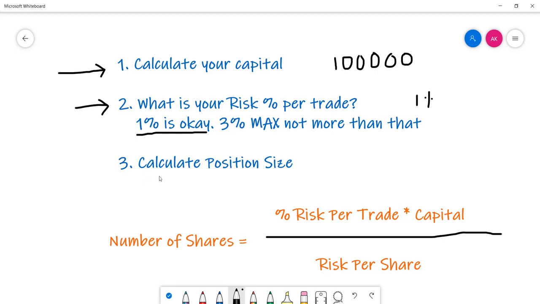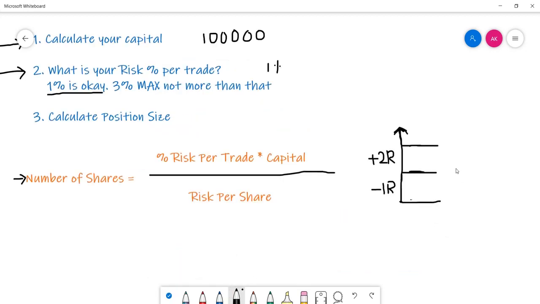Now you need to calculate the position size. Position size means the number of shares that you need to buy or sell when you are entering the trade. So what is the formula? It is the percentage risk per trade of the capital divided by risk per share. Let's take an example, the above example, where you have entered the trade at 100 rupees.